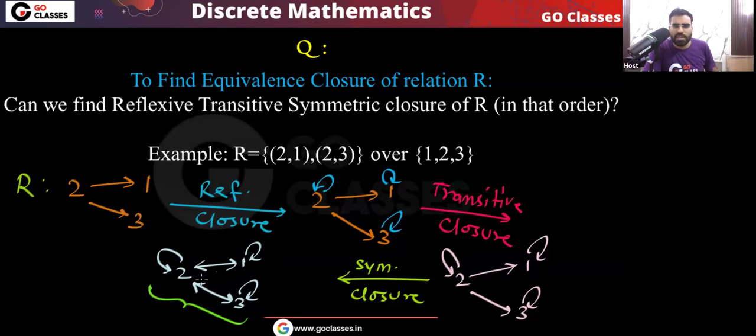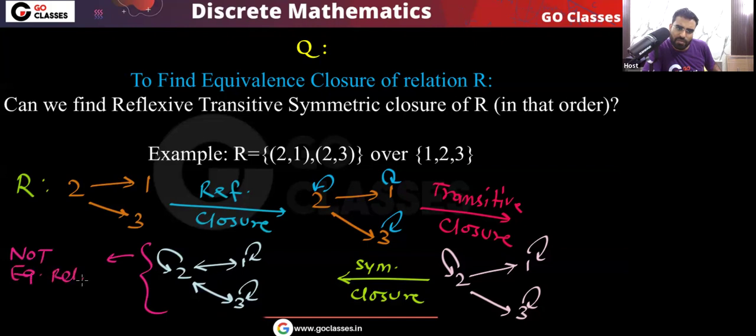It is reflexive, it is symmetric also, but it is not transitive. You can see one is related to two, two related to three, but one is not related to three. Yes or no? This is not transitive. So overall, this is not equivalence relation. Why? What is the reason? Because this is not transitive.